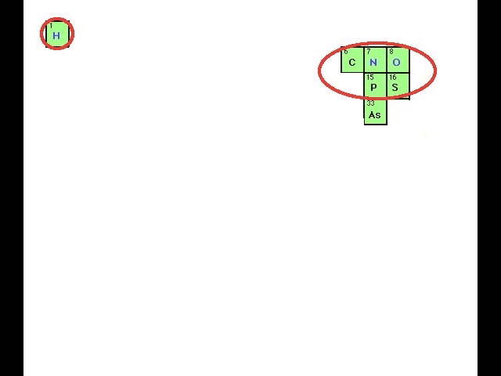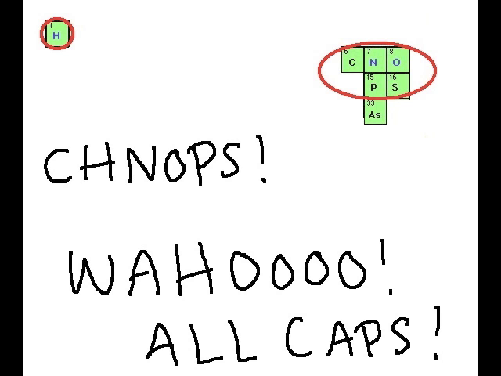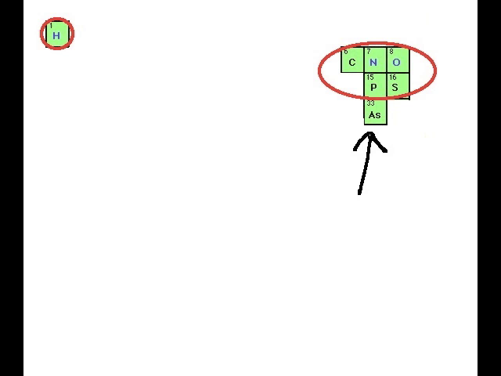Everything except arsenic here are the basic ingredients of life, and in biology class, people refer to them collectively as CHNOPS. Good times, super fun to say. Notice that arsenic is right underneath phosphorus. That means that they share similar atomic properties, but we'll talk more about that later.